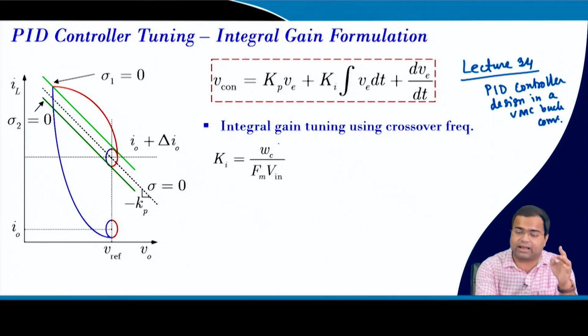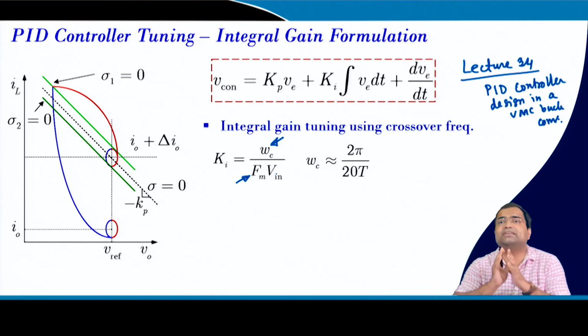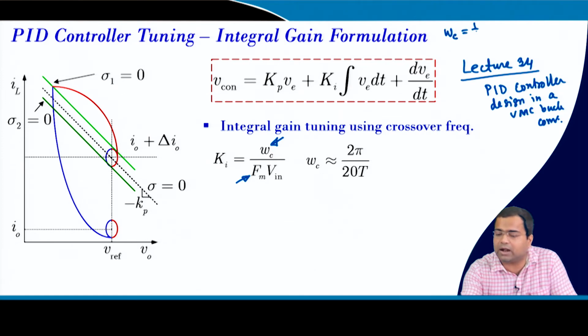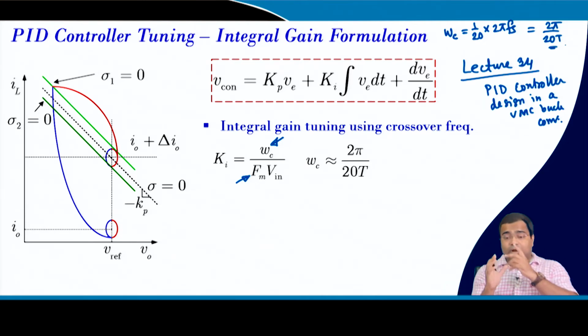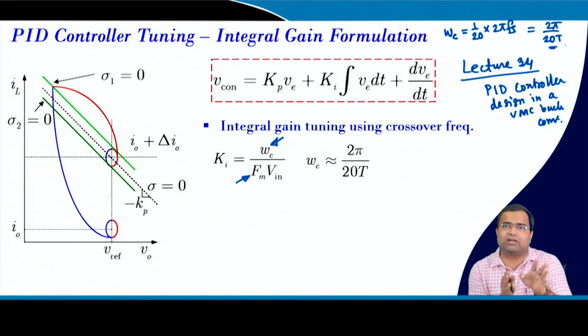We know the expression requires a crossover frequency, this is the modulator gain, and this is the input voltage. So, we need to get the crossover frequency at 1/20th of the switching frequency, because 1/20th means omega c will be 1/20th times 2 pi Fs, and Fs is nothing but 1 by T, where T is the time period. So, we are choosing 1/20th. Why? Because we have seen that for this PID controller tuning for small signal, the model validity comes somewhat reasonably well below 1/20th or even less. So, we are choosing 1/20th of the switching frequency.